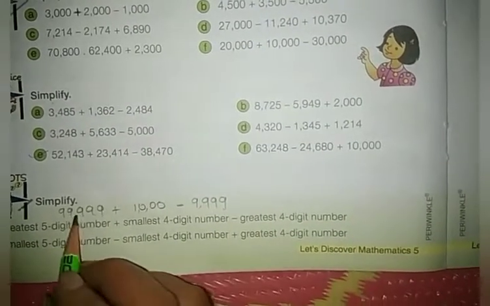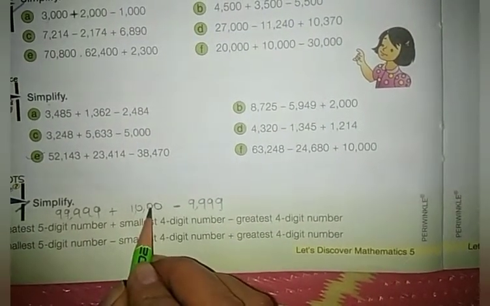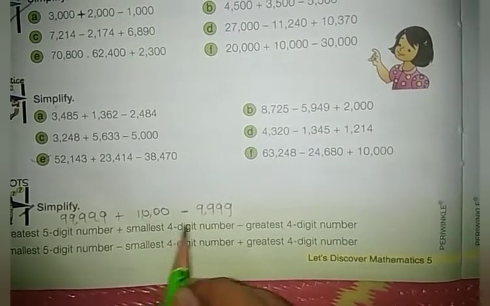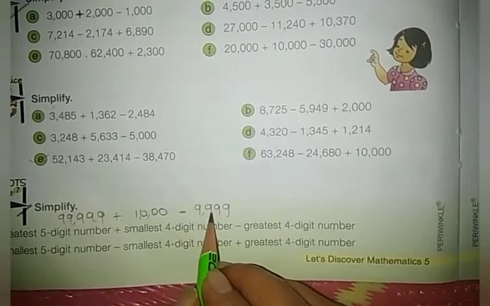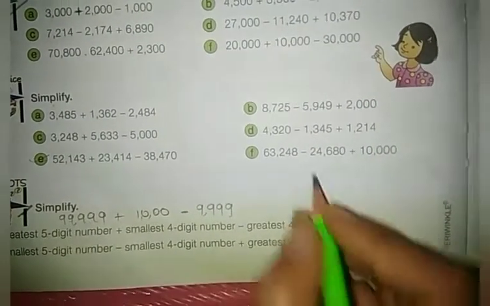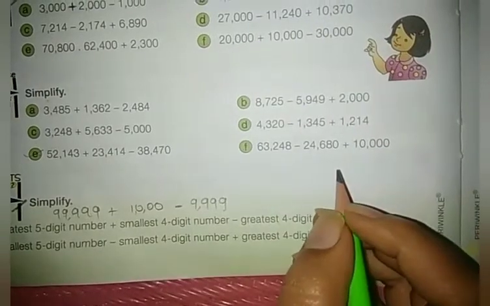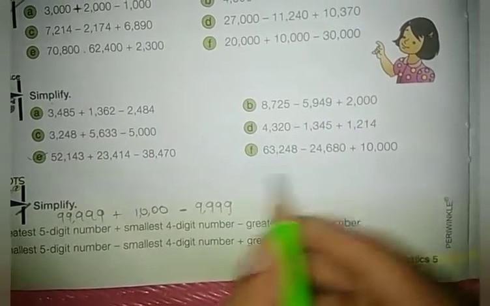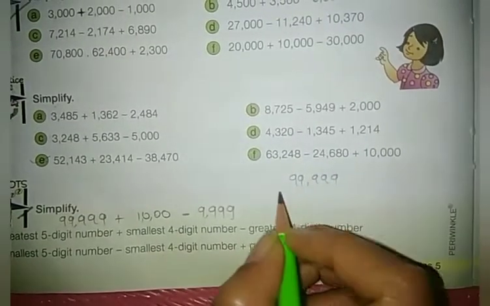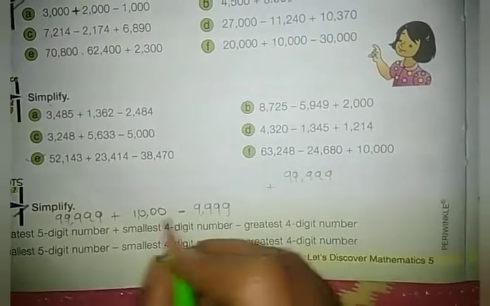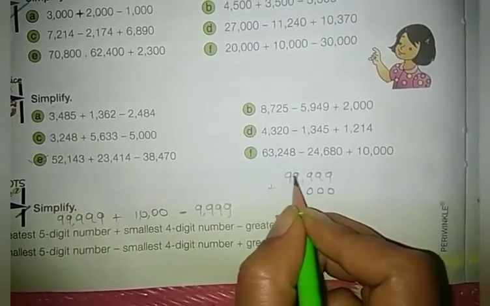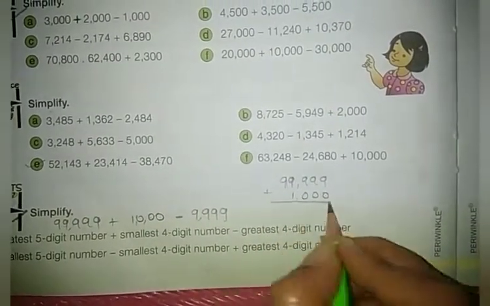This is the sum now. Now we have to add these two numbers first. Then you will get the answer. Whatever answer you will get, you will subtract 9,999 from that answer. Let's solve this. I will solve here. You will solve in your notebook neatly. Okay. 99,999 plus 1,000. It is a 4-digit number. So we have to write from the 1,000 place.